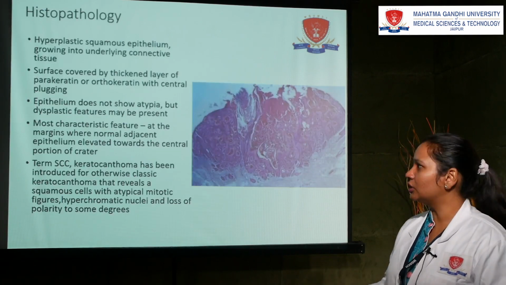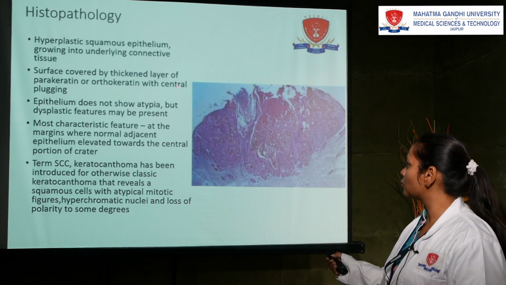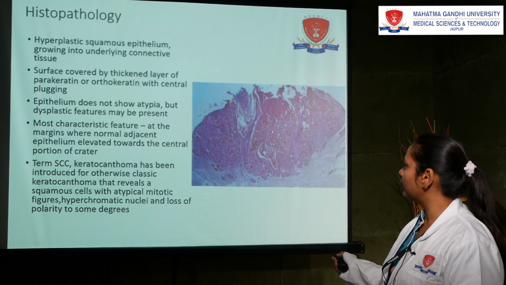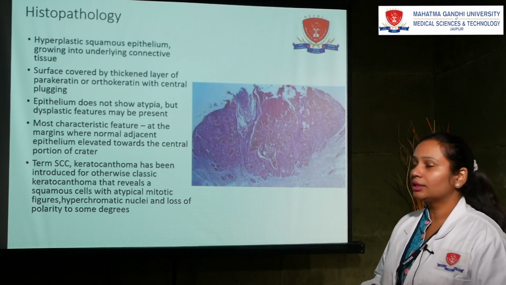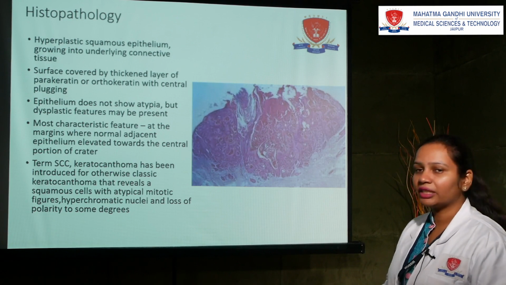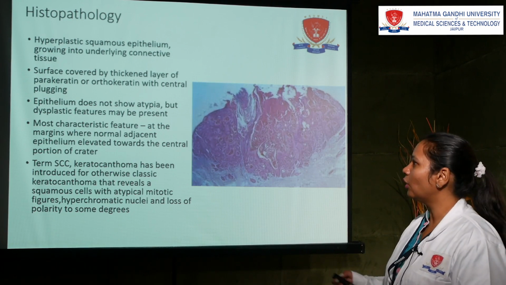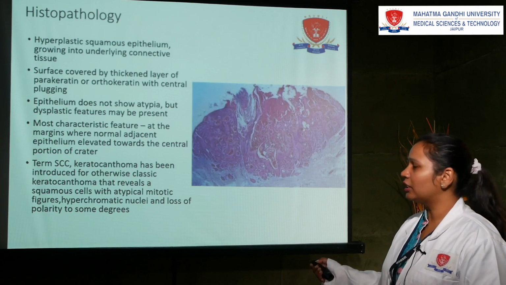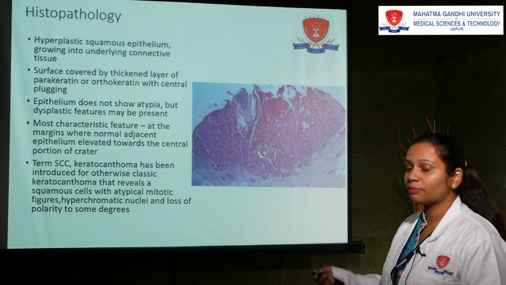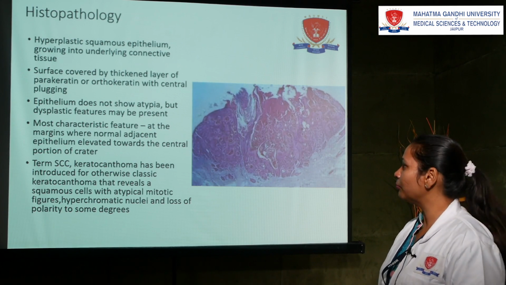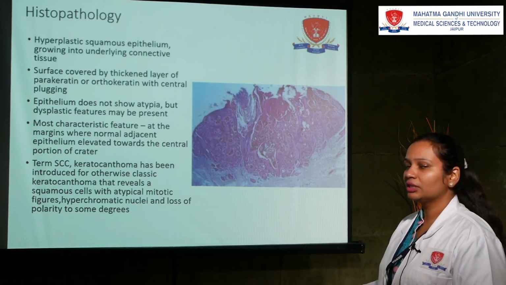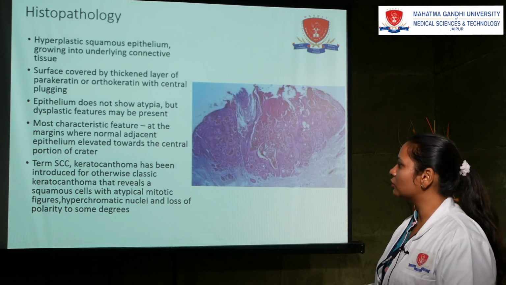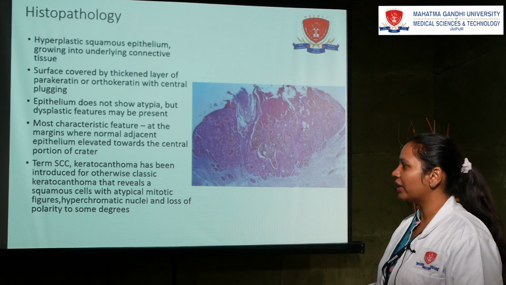Coming to the histopathology, hyperplastic squamous epithelium is seen growing into the underlying connective tissue in this way. The surface is covered by a thickened layer of parakeratin or orthokeratin with central plugging. The epithelium does not show atypia, but dysplastic features may be present. The most characteristic feature is at the margins, where normal adjacent epithelium is elevated towards the central portion of the crater.